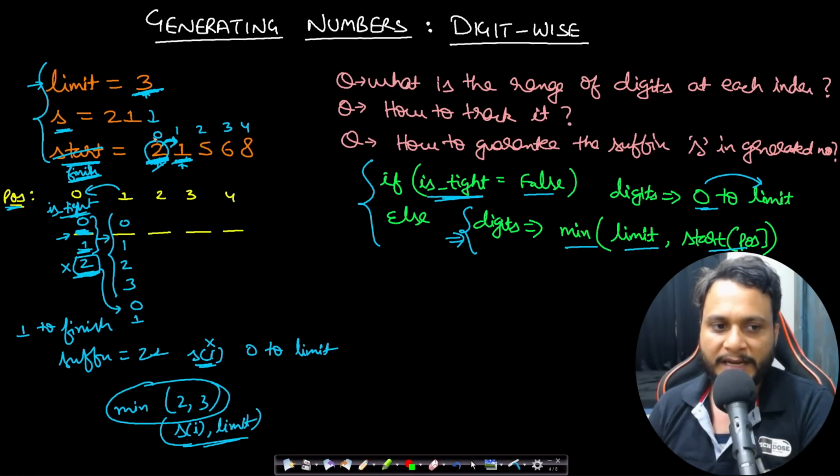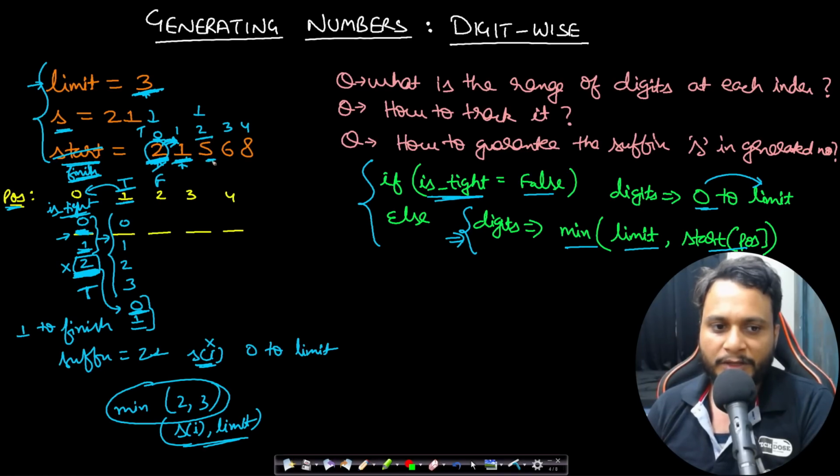Okay, so that tight limit will always be true for the 0th digit, and depending on what you have filled here, it will be propagated to the next digits. Now let's say that you had taken a 2 here, so the tight value was already true and you have taken a 2. So for the digit number 1, the tight value will be true as well, right? Now I have only 2 options, 0 and 1. Now let's say you have taken a 0 here. So the tight value will become false for the second digit.